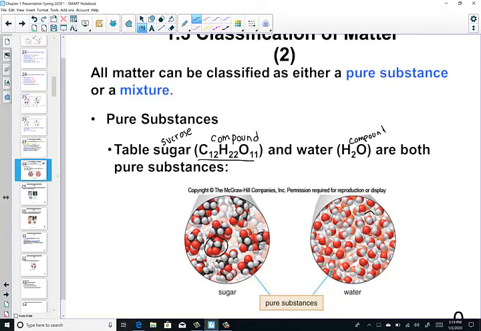Here's another example of a compound that is a pure substance, and it's a water molecule. Notice that a water molecule is built of two H's and an O. No matter where it comes from, it has the same chemical composition. So two examples, sugar and water.